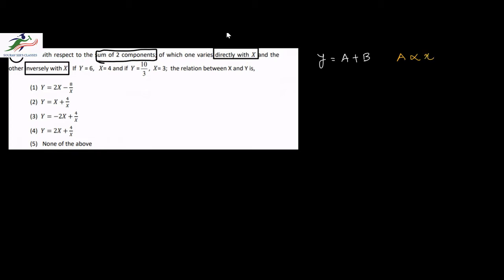is directly proportional to x and b is inversely proportional to x. So therefore a can be written as ax and b can be written as b over x. So we can write this as y equal to ax plus b over x, not bx, plus b over x.